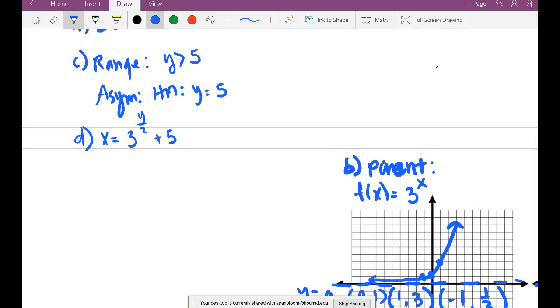Okay. How do we solve for y from here? Subtract 5. Nicely done. Okay. So now we have x minus 5 equals 3 to the power of y divided by 2. Now what? How do we get y down from that power?